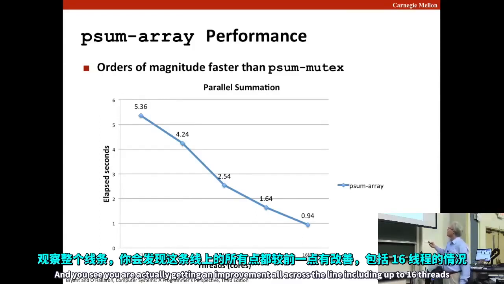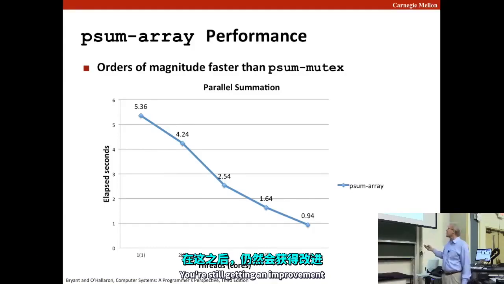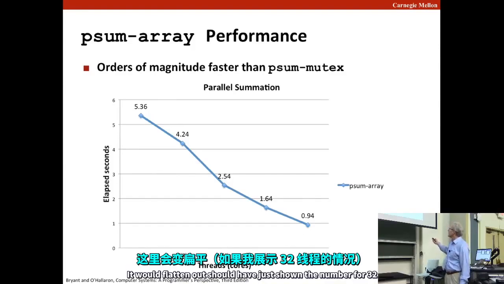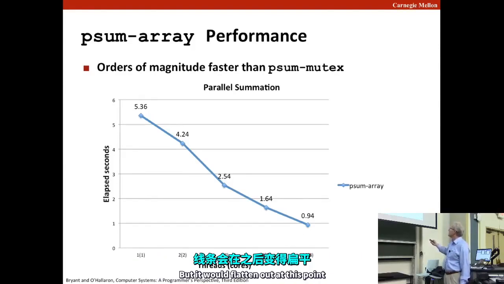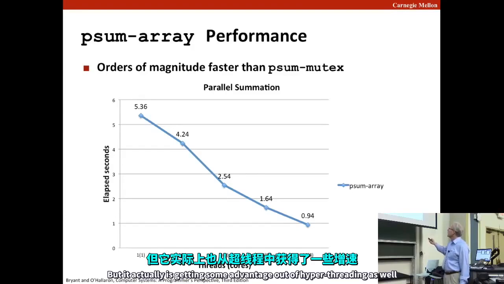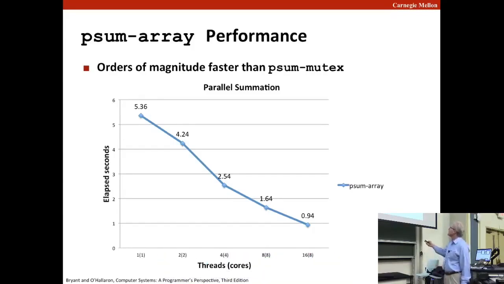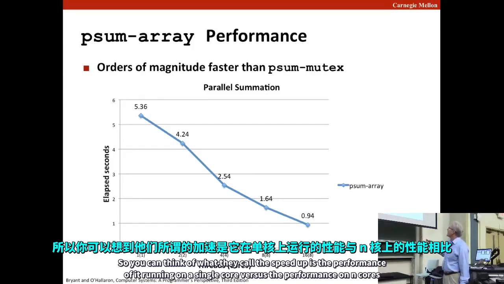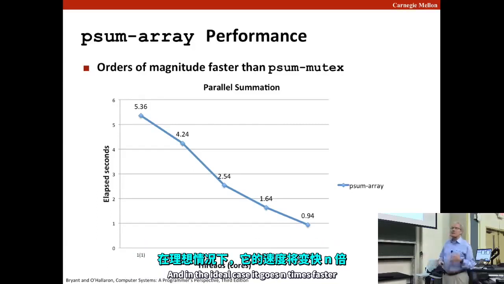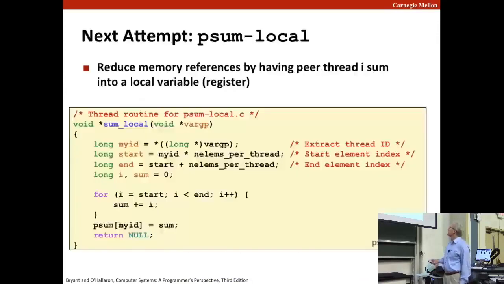And you see you are actually getting an improvement all across the line, including up to 16 threads. It would flatten out. I should have shown the number for 32, but it would flatten out at this point. But it actually is getting some advantage out of hyperthreading as well. So that's good. It's not an amazing speed up. You can think of what they call the speed up as the performance of it running on a single core versus the performance on n cores. And in the ideal case, it goes n times faster. And we're not quite hitting that.